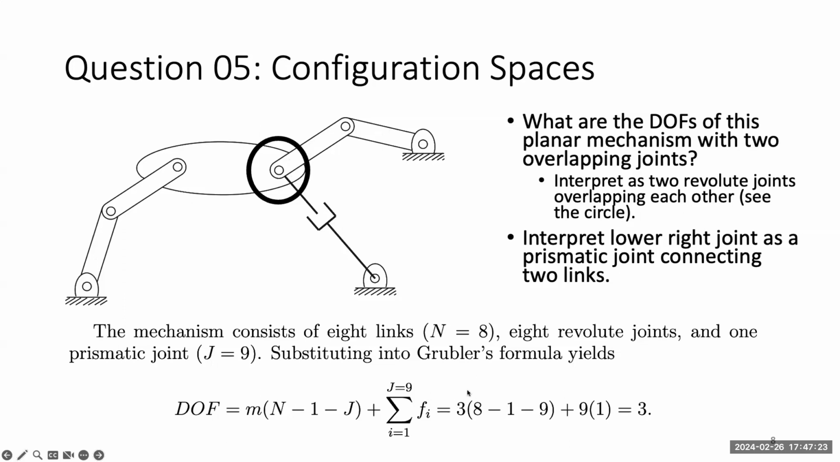And then you get 3: 8 minus 1 minus 9 plus, and remember that this thing is always 1 if you have revolute or prismatic, like the F here. And then you basically get 3.